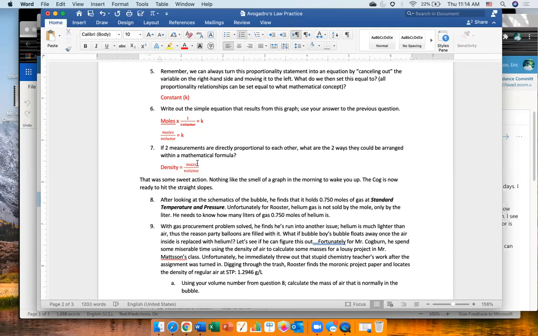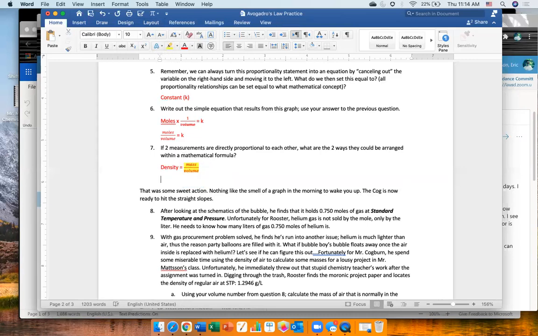Another way that they could be arranged is opposite each other. So if you have two things that are opposite each other on the equal sign, it means that those two variables are directly proportional to each other. So mass here and density is not really correct, but mass and density we can say are directly proportional to each other. So these two are directly proportional to each other.